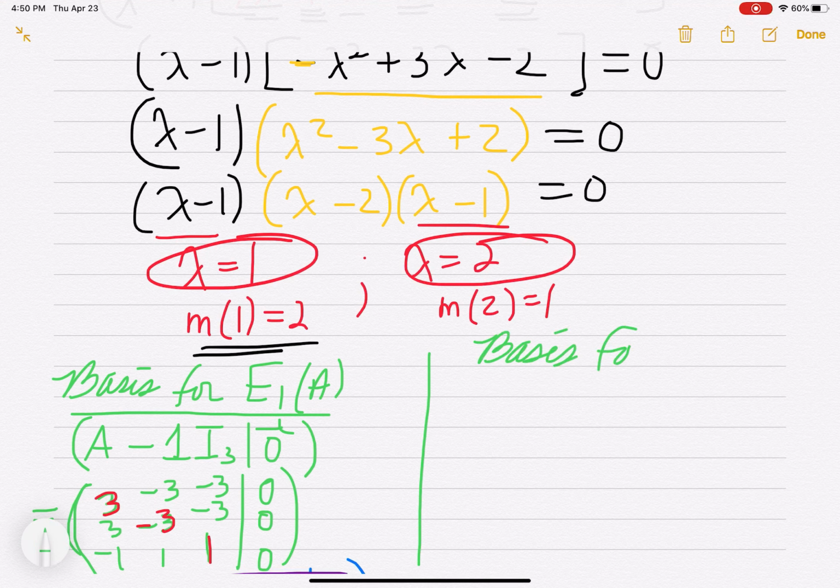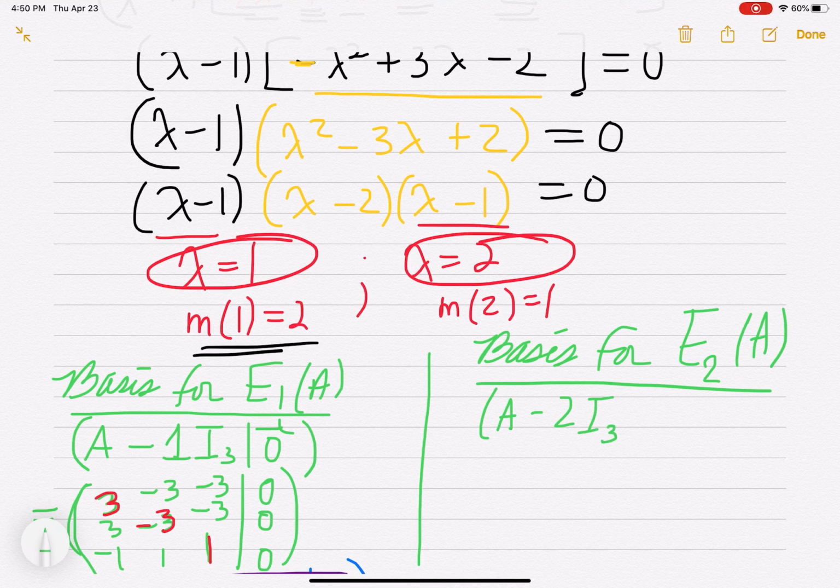See if we can get it in here. Basis for the eigenspace associated with the eigenvalue 2 of A. So we're going to look at what? A minus 2 I3, augmented with the 0 vector, focusing on that associated linear system. I have 0 vectors down the right-hand side there.